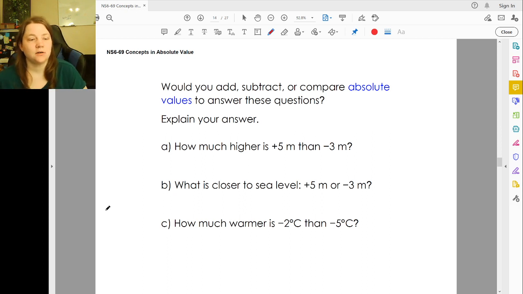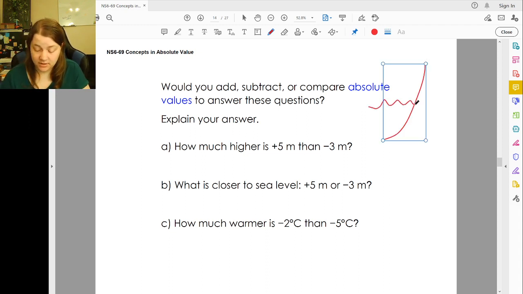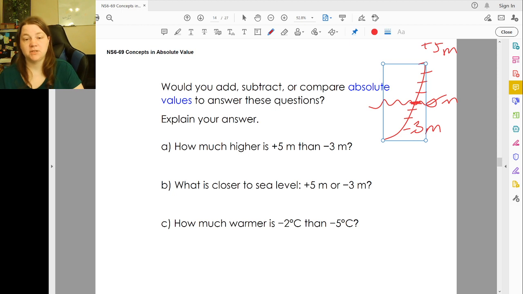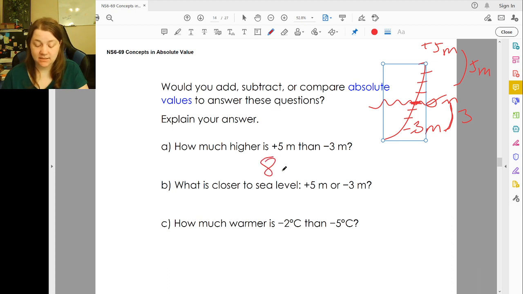So, how would we compare absolute value here? How much higher is 5 meters than 3 meters? If I want to know how much higher that is, here's our sea level. If I see that negative 3 meters is here and positive 5 meters is here, how much higher is it? Well, I would have to figure out how many steps, here's 0 meters, it would take to get from negative 3 all the way up to 5. So I would add these distances. The absolute value, this is 3 meters away, and this is another 5 meters away, which means it's 8 meters total.